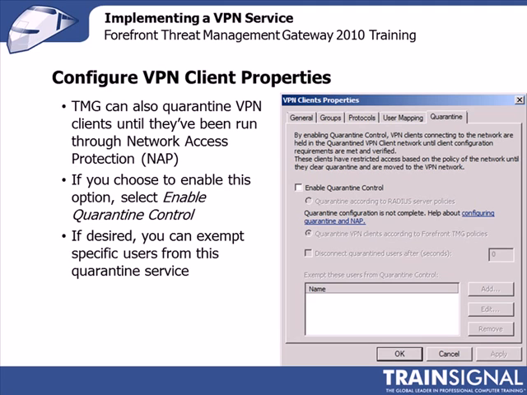It's an additional security mechanism that you can put into place in order to ensure the health of clients. If you choose to do this, select the checkbox next to Enable Quarantine Control. And if you do enable Quarantine Control, you can exempt specific users from quarantine by adding their names to the list at the bottom of the screen. Implementing network access protection is well beyond the scope of this course, and Global Mantix does not require this feature.